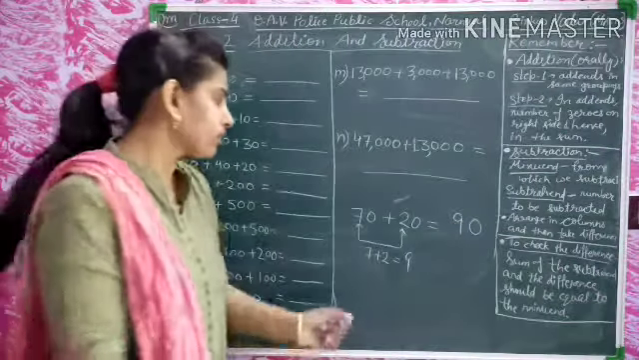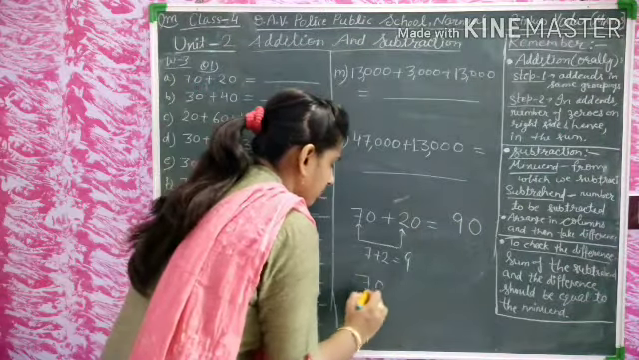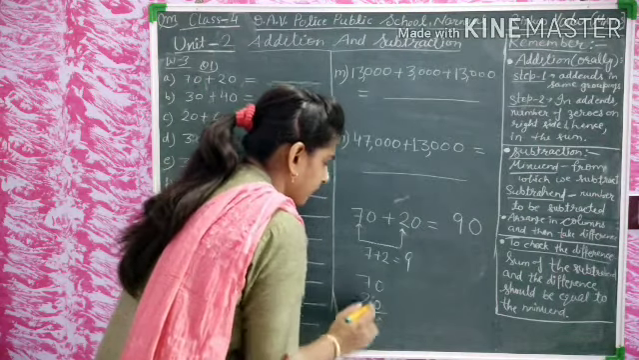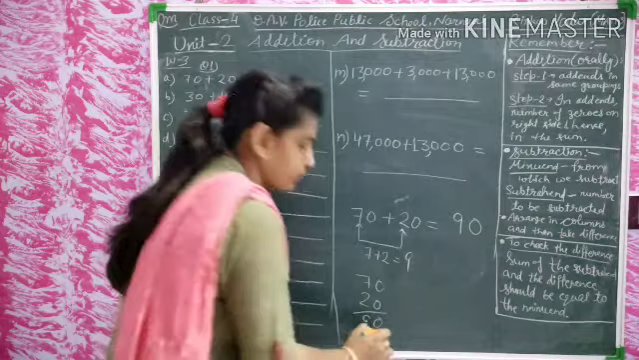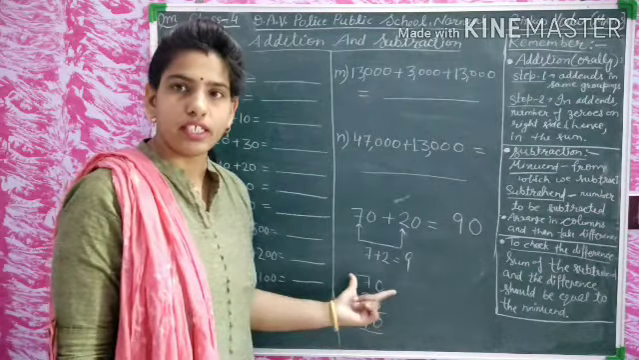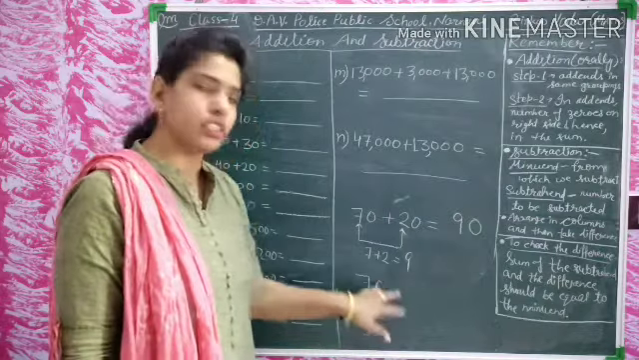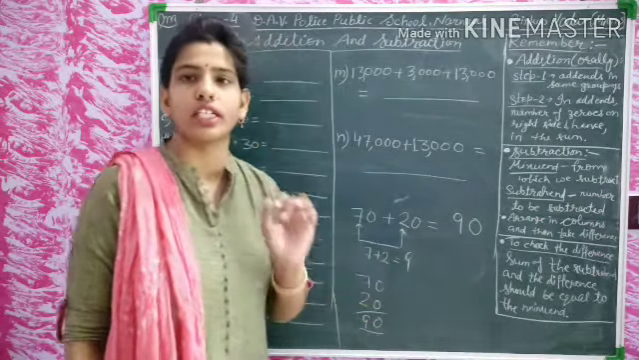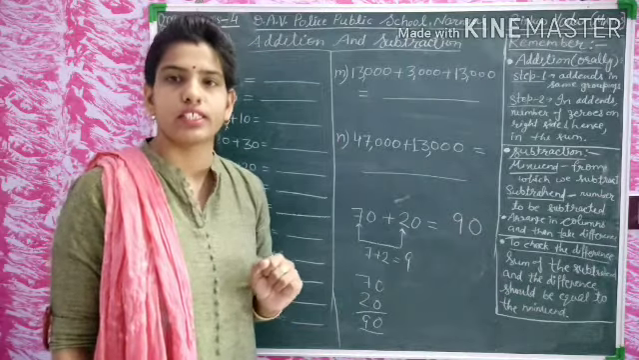If you count in that way, 70, 20, adding the ones place digit, adding the tens place digit, that equals 90. It's very time consuming. This way you can do it in a short time. Is it clear, students?